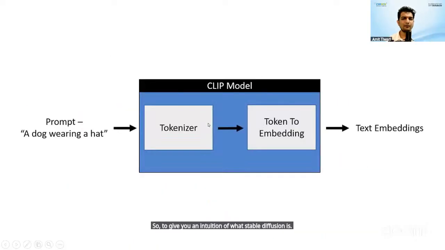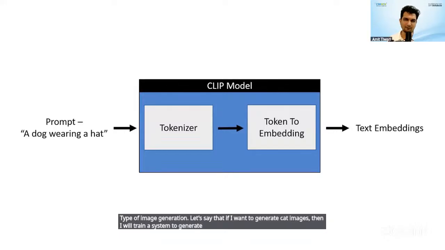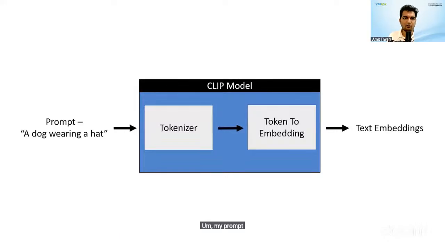right now we were talking about training a system on a particular type of image generation. Let's say that if I want to generate cat images, then I will train a system to generate cat images, right? It will not understand my prompt if I say a dog wearing a hat, right? So how does it understand a dog wearing a hat?